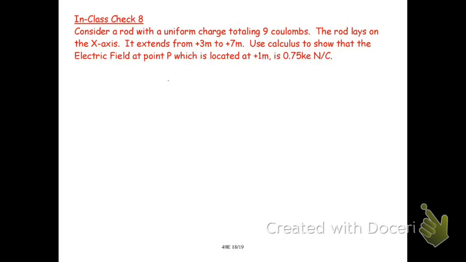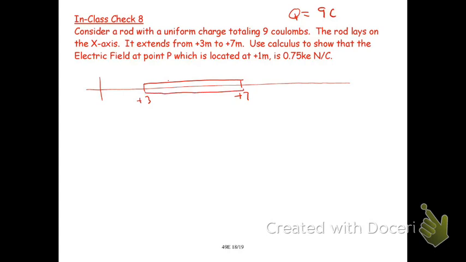So we're going to consider an example. Consider a rod with a uniform charge of 9 coulombs. So big Q equals 9 coulombs. The rod lays on the x-axis and extends from +3 to +7. Use calculus to show that the electric field at point P, which is located at +1, is that.